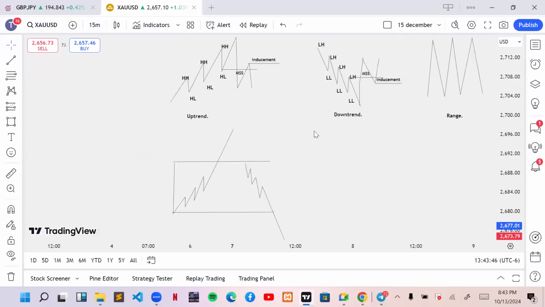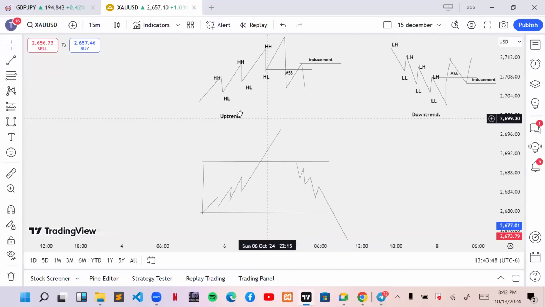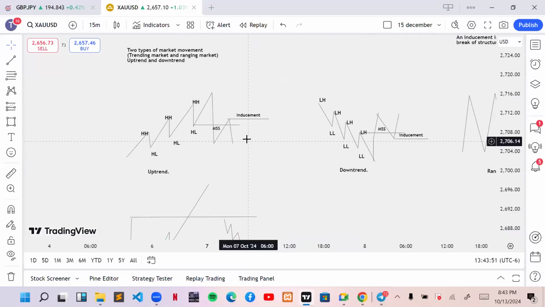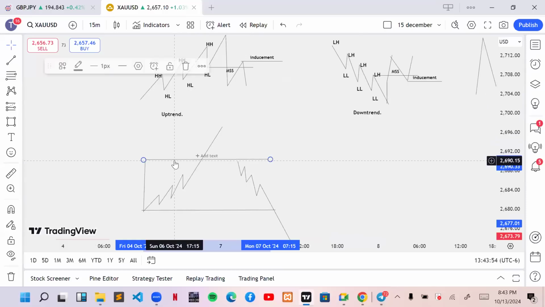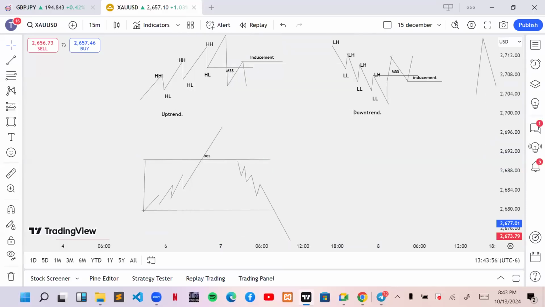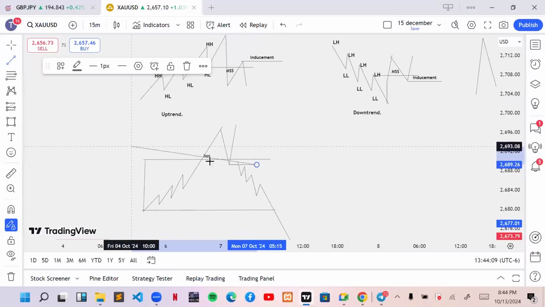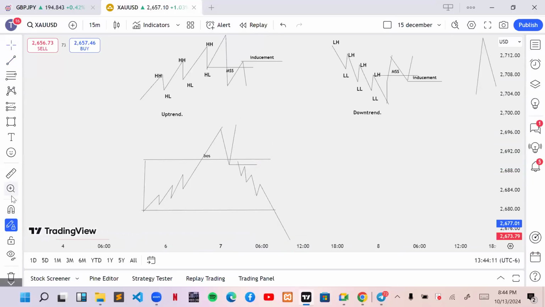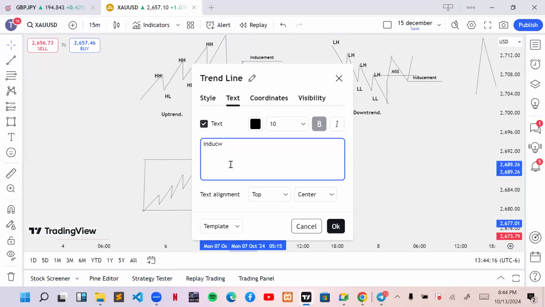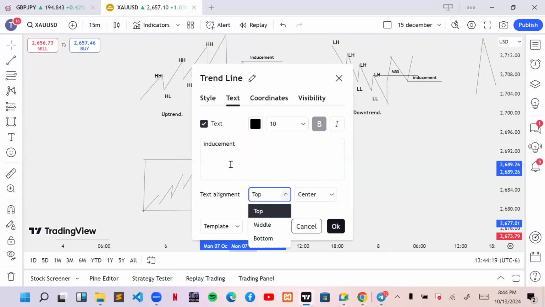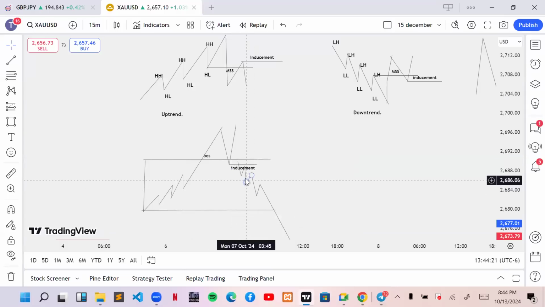Let me also mark out the inducement for your break of structure. But this one is for the market structure shift. Here is for break of structure, US. So this should be your inducement. The market makes your first pullback, then continues going in that direction and shifts the structure. So this is your inducement right here. So this is your inducement.